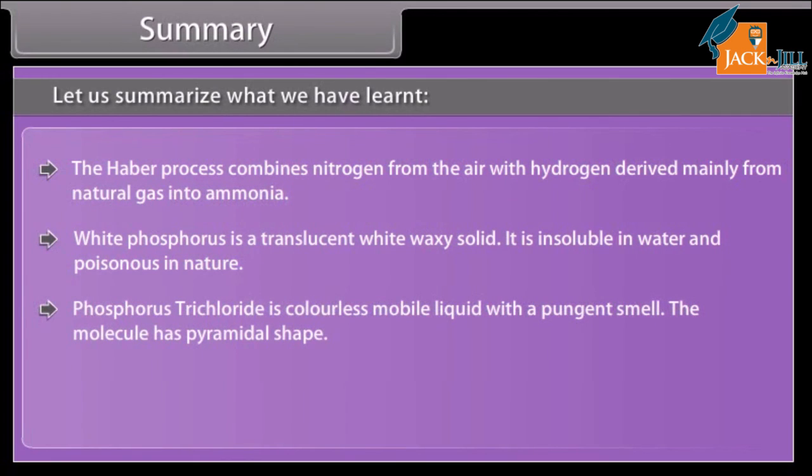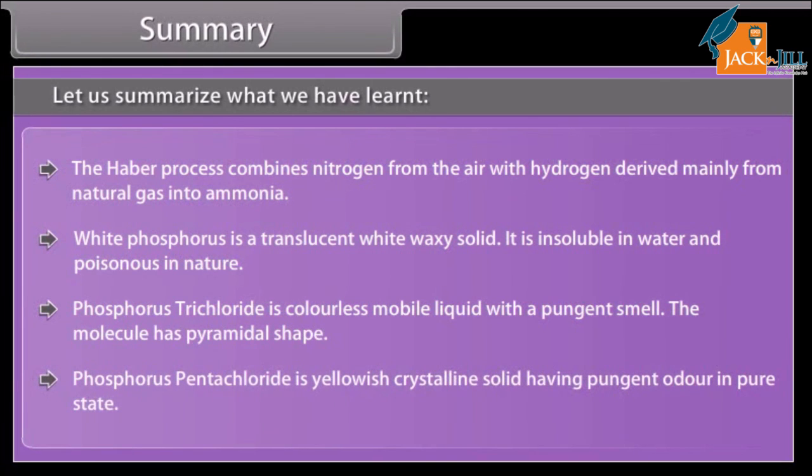Phosphorus trichloride is a colorless mobile liquid with a pungent smell. The molecule has a pyramidal shape. Phosphorus pentachloride is a yellowish crystalline solid having a pungent odor in the pure state.